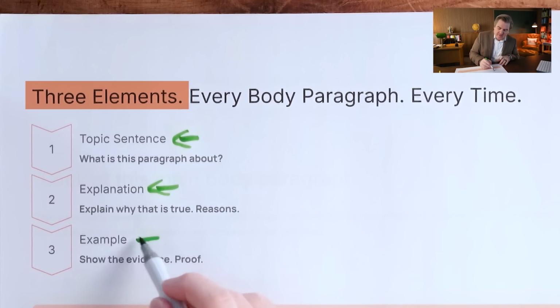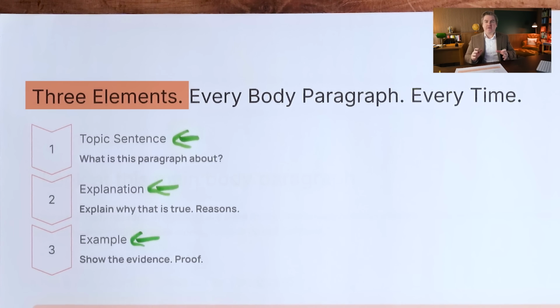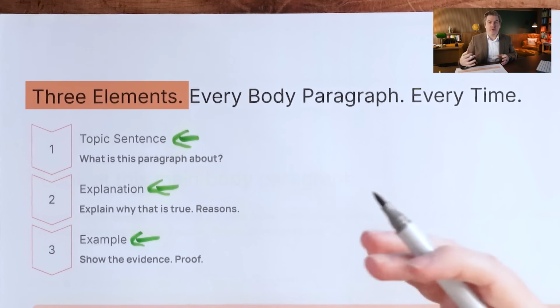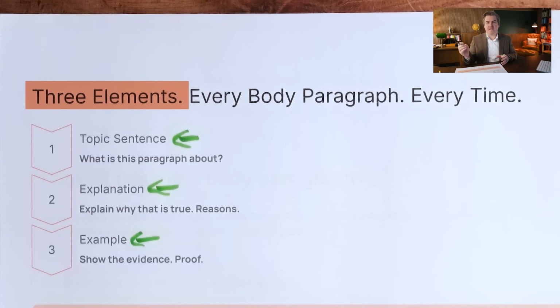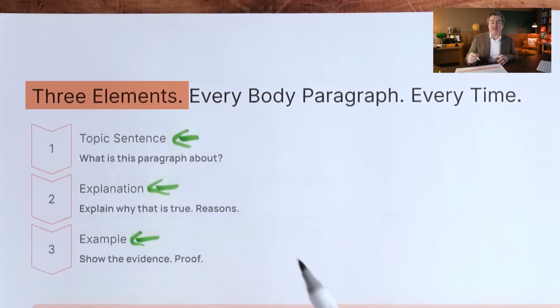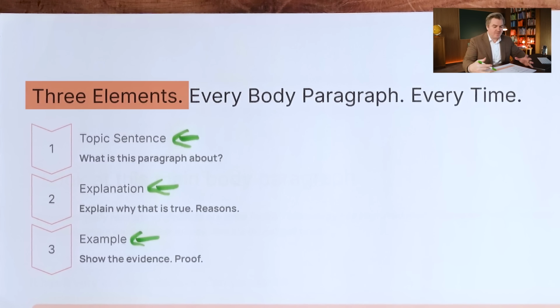And then we give an example. Another way to think of an example is evidence or proof. You're proving with that example that what you're saying is actually true. Now, every time I explain this to students, a lot of students will put their hand up and say, but can I do it differently? Can I put something else in, or can I change the arrangement or the order? You can do whatever you want.